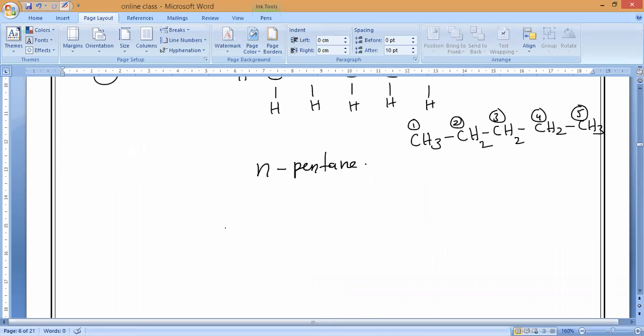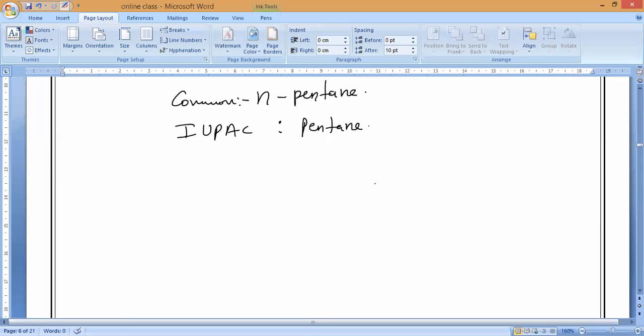So now, what is the common name of this one? This is the common name. What is the IUPAC name? Pentane. That is it. So now, what is the first branched chain, guys? As I said, from the first carbon on the left side, we have to keep the branch first. While adding a methyl group, from which side do we always have to add?